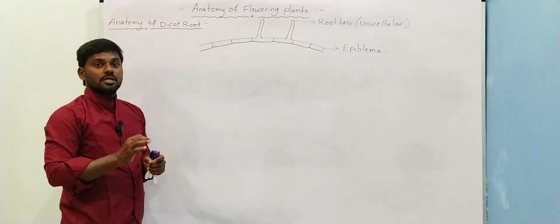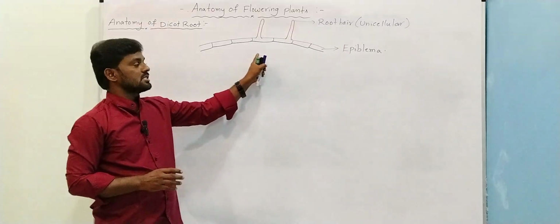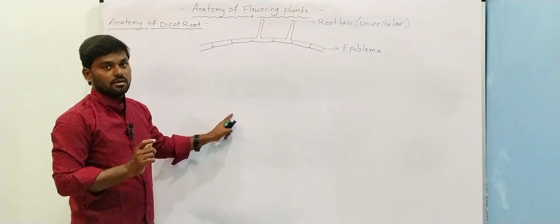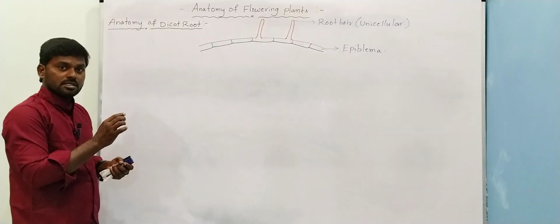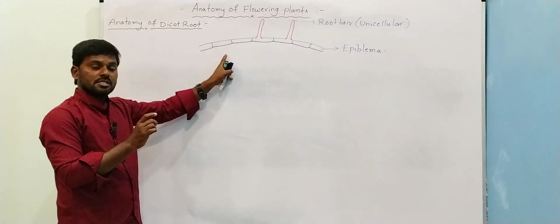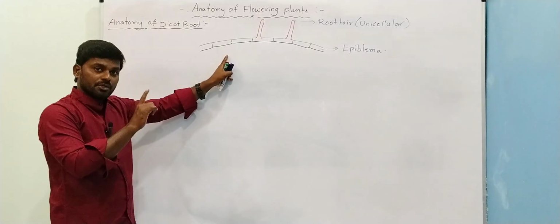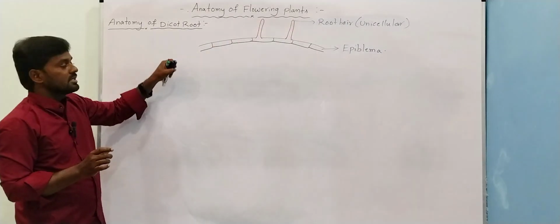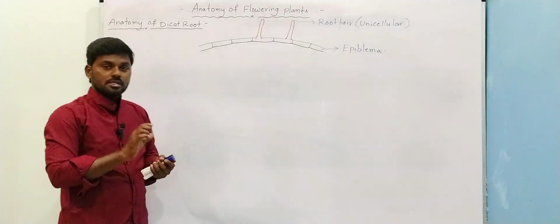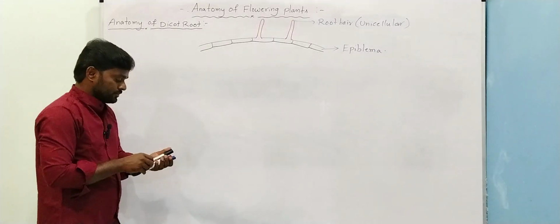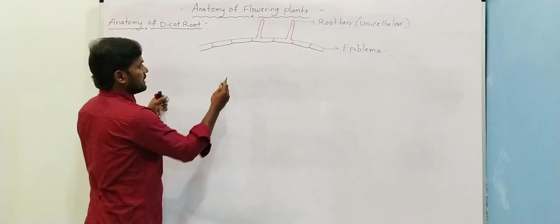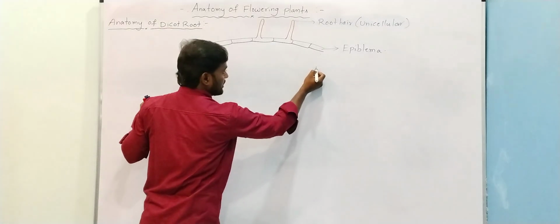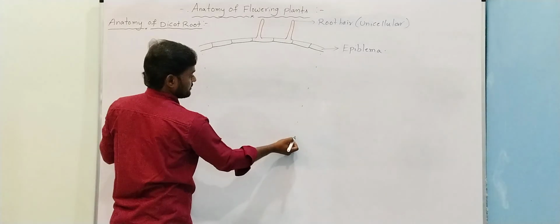And beneath the epidermis, there is no hypodermis. Hypodermis is absent in the dicot root. This place is completely filled with the parenchymatous cortex. But in the case of the dicot stem, beneath the epidermis, the hypodermis is made up of collenchymatous cells, and in the monocot stem, the hypodermis is made up of sclerenchymatous cells. But in the dicot root, there is no hypodermis. So beneath the epidermis, the place is completely filled with the parenchymatous cortex.